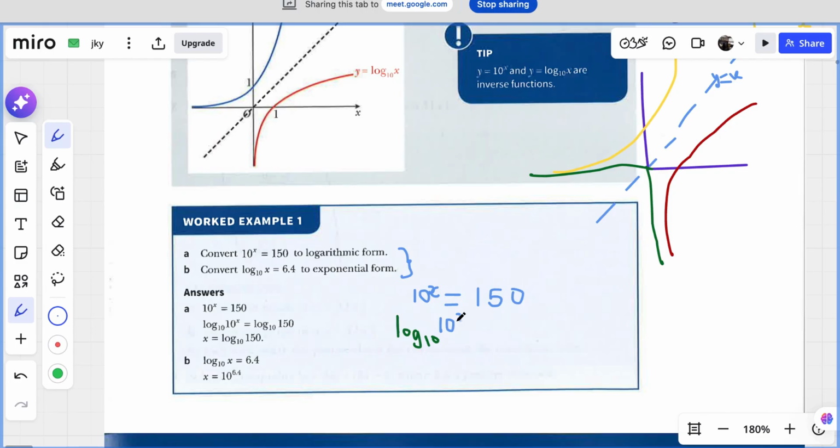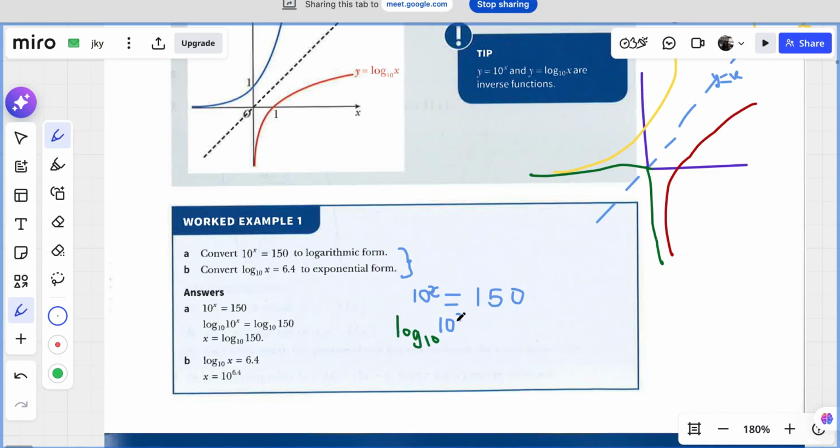So what we do is that we extrapolate. This 10 will come here and it will be 10 to the power of 6.4, and x will remain here. The base of the logarithm will be the base to which this number will be raised, so it will be 10 to the power of 6.4.